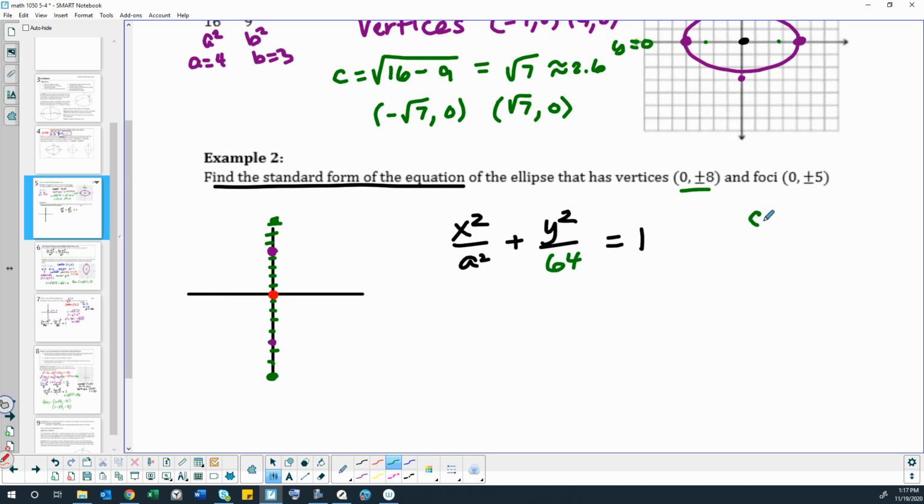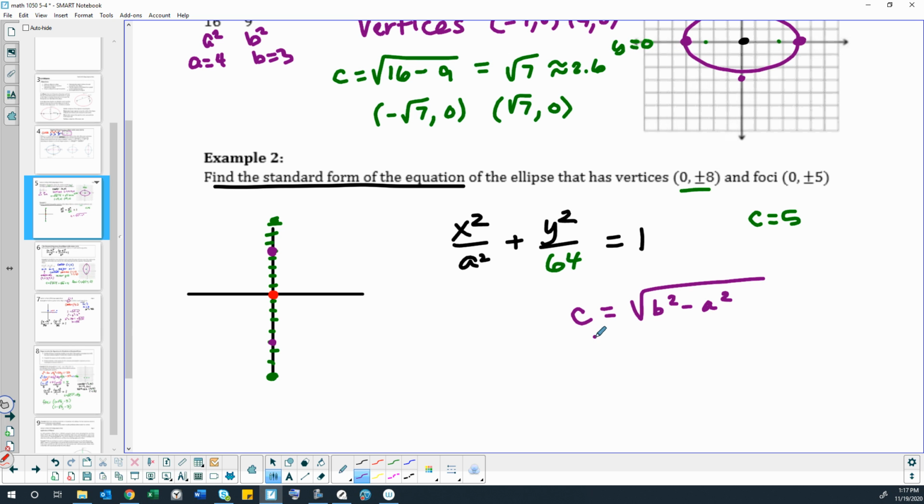We also, though, happen to know c. c is 5, the distance from the center to the foci. So since we know what c is, we can actually use our formula. c equals the square root of a squared minus b squared, or b squared minus a squared. It's always the longest direction first, so in this case the vertices. So b squared minus a squared.